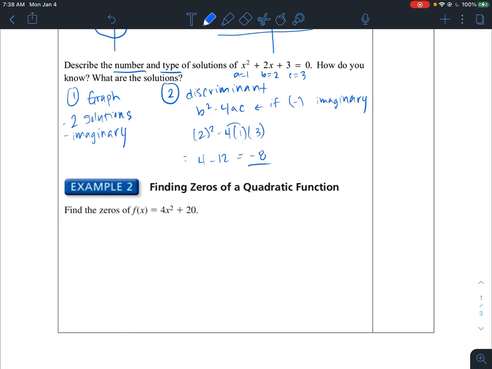So let's go ahead and check this one right here. Finding the zeros of the quadratic function. So we want to find what the zeros of the function are. We have f of x is equal to 4x squared plus 20. Now what we want to do here is solve for x when y is 0. So let's go ahead and do that first. Let's set f of x equal to 0.